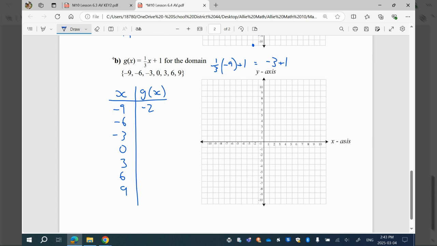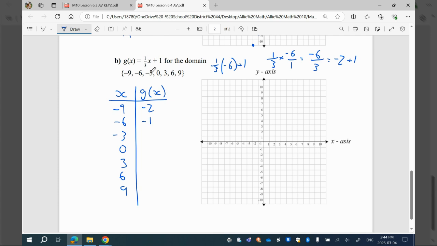The next one, if we input -6 in there, a third of -6. Maybe I'm doing this a little quickly because I can do that in my head, but I should show you. 1/3 times -6, which is like -6 over 1. Multiply the tops, you get -6 over 3. -6 divided by 3 equals -2. And -2 plus 1 equals -1.